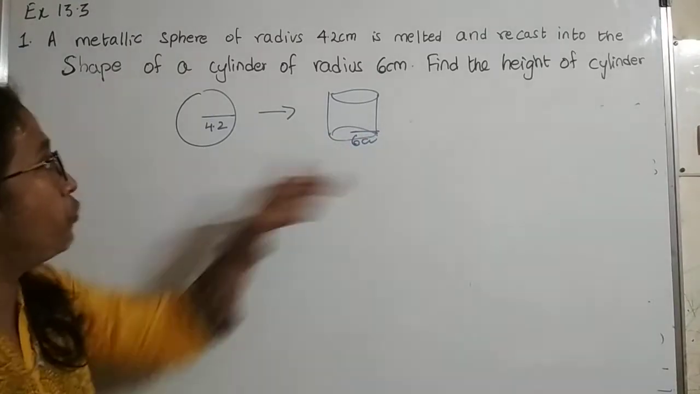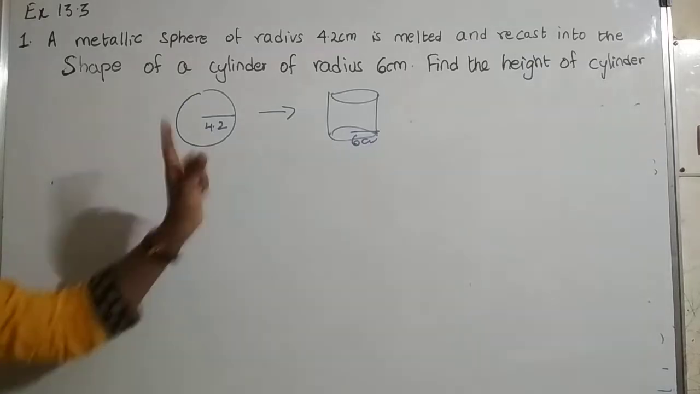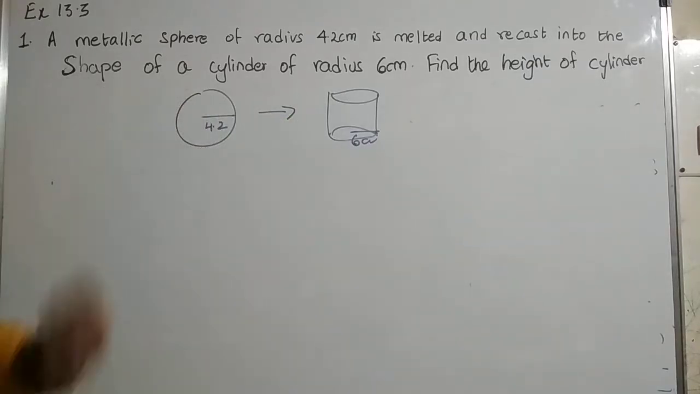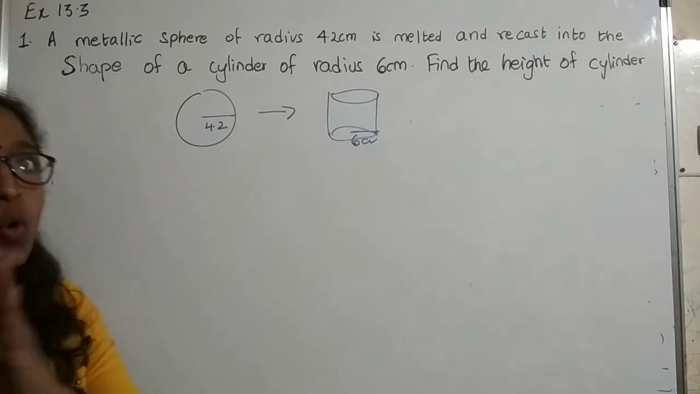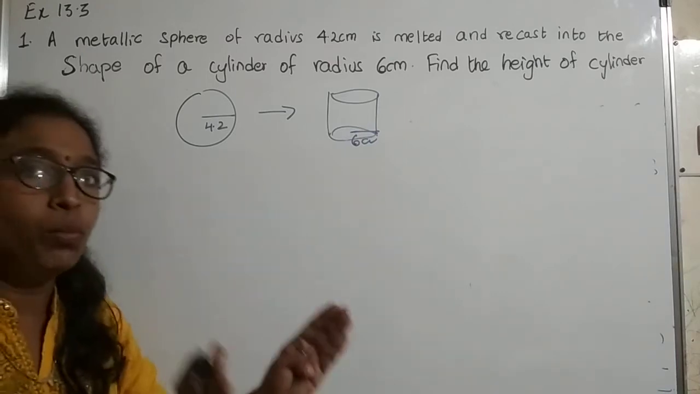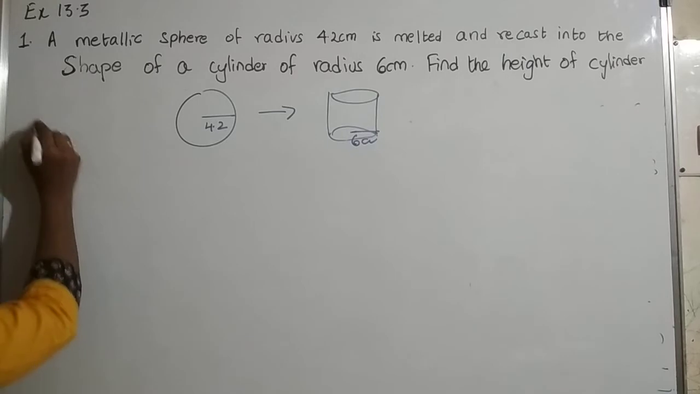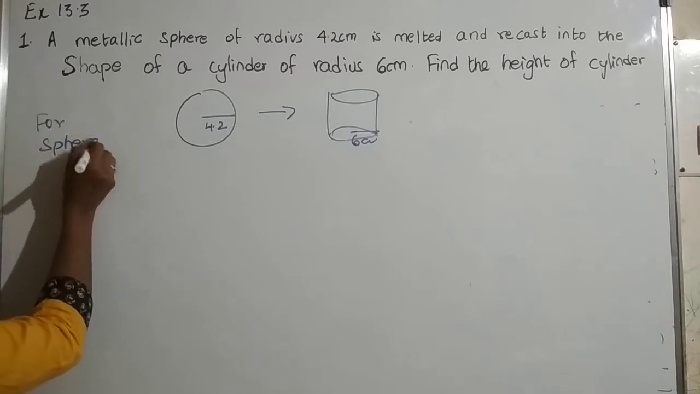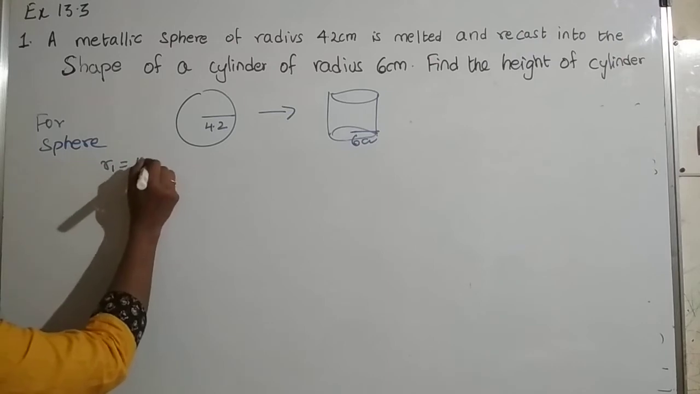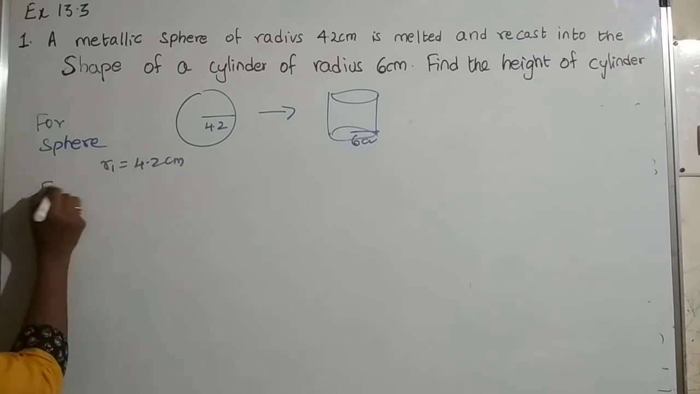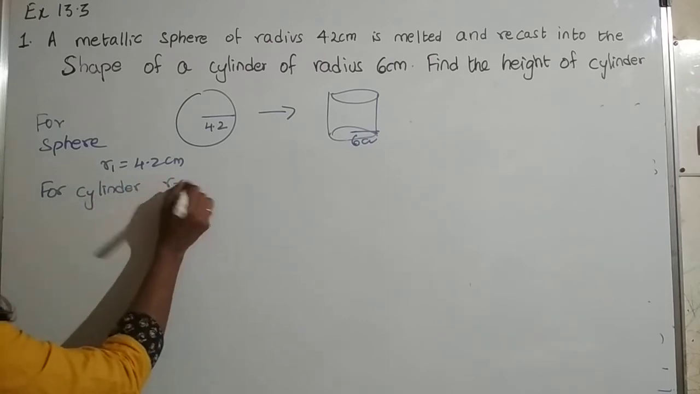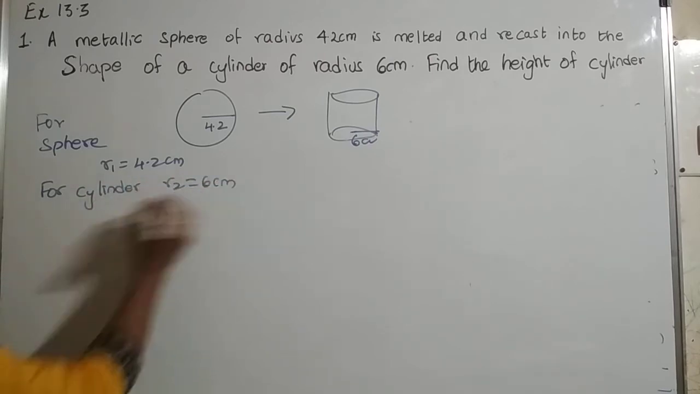So R is different. Can you see R here is 4.2? So we need to take different symbols, R1 and R2 or anything. You have to find the height of the cylinder. The concept is that the volume of the sphere will be equal to the volume of the cylinder. So let's go for that. First we will write the data. For the sphere, let's take R1 as 4.2 centimeter. For the cylinder we have R2 equals 6 centimeter, correct? And we have to find the height of the cylinder.